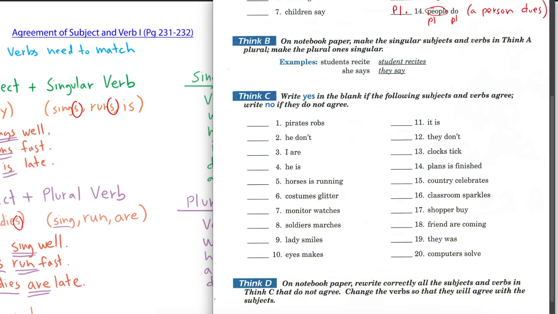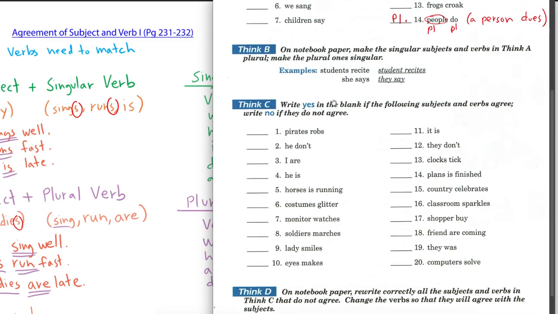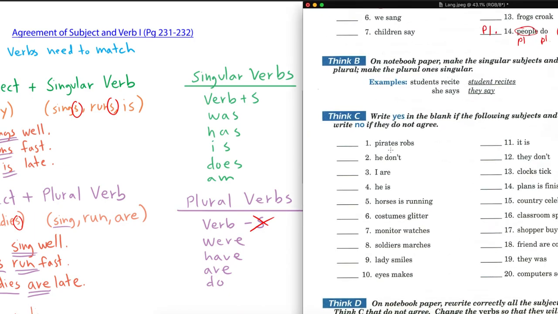Think C. Write "yes" in the blank if the following subjects and verbs agree. Write "no" if they do not agree. So you probably need to go back to my list here to help you with that. "Pirates robs." "Pirates" is plural because it has an s at the end. "Robs" is singular because it has an s at the end. Remember, for verbs, if it has an s at the end, it is singular. It's the opposite of plural nouns. So, are these matching? No, right? Because I have a plural subject matched with a singular verb. This does not match.